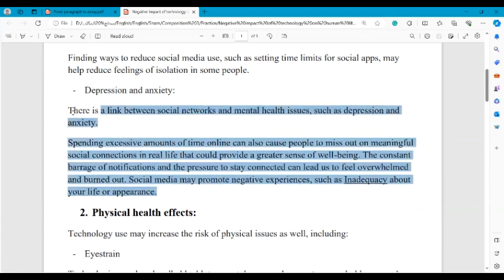Okay? Yes, who can read, please? Who can read depression and anxiety? Yes, anyone?